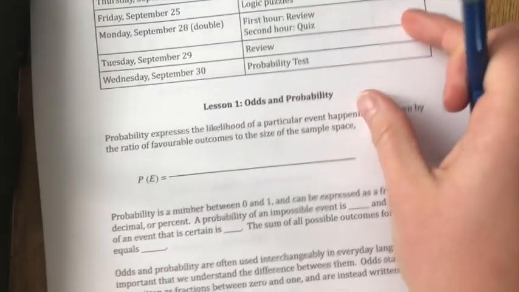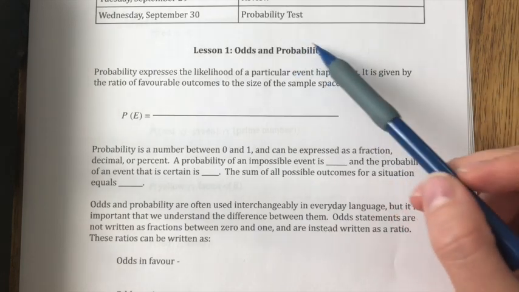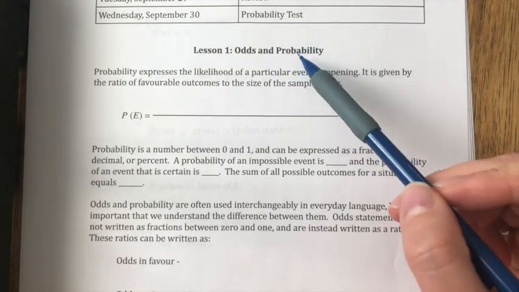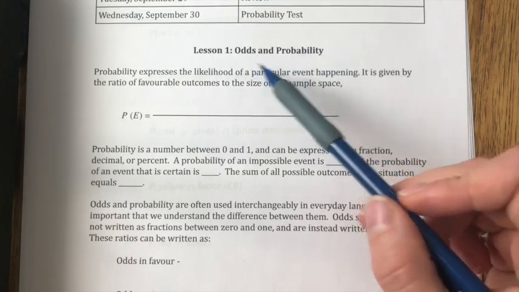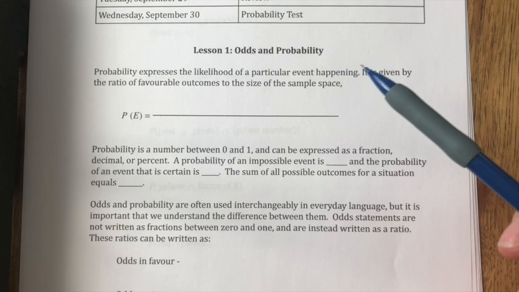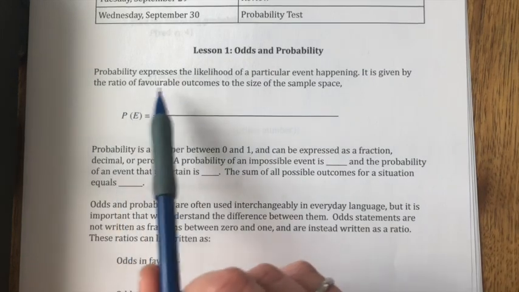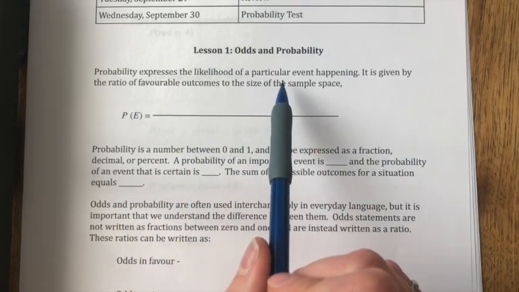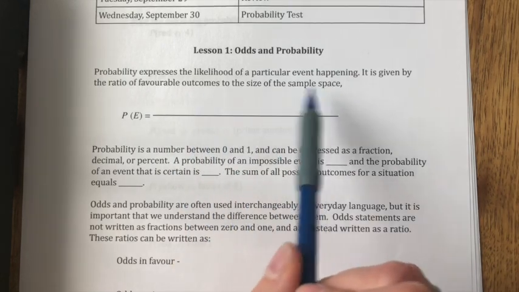Okay, so to start today's lesson, when we talk about odds and probability, I think we're all familiar with these things, hopefully. You've definitely been doing probabilities in math since probably grade 7 or 8. Probably haven't seen a lot of odds. In general English, those two words are interchangeable, but they're not in math, so we're going to talk about why. Probability expresses the likelihood of a particular event happening. It's given by the ratio of favorable outcomes to the size of the sample space.